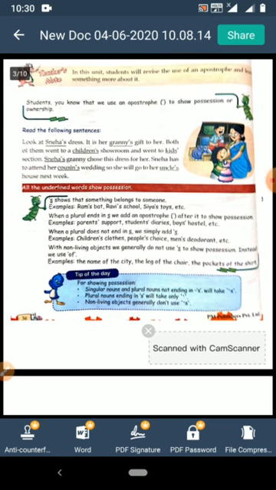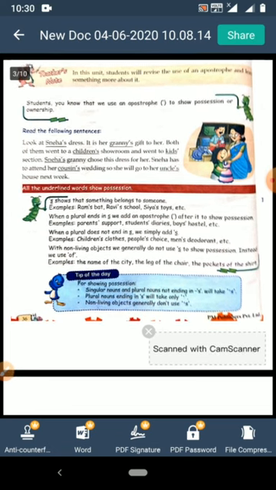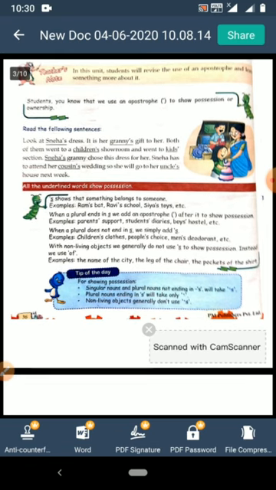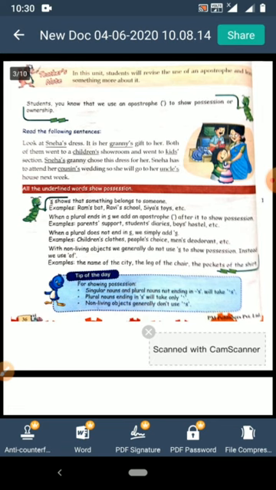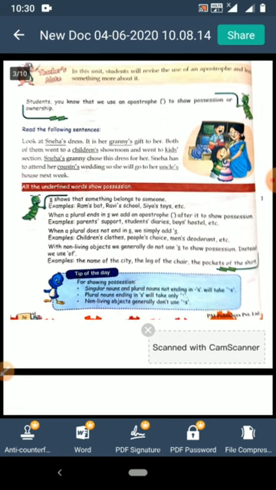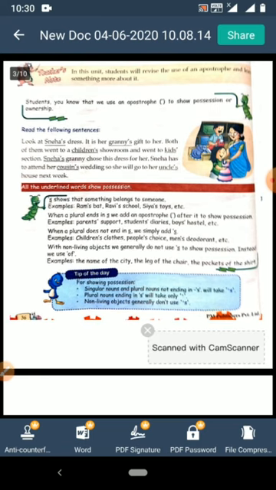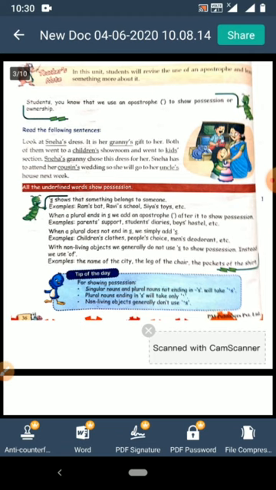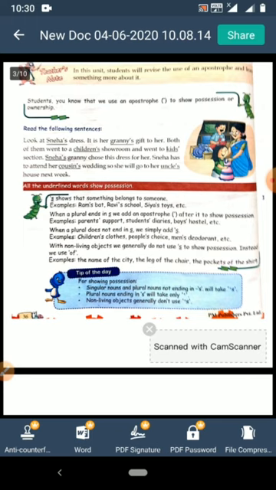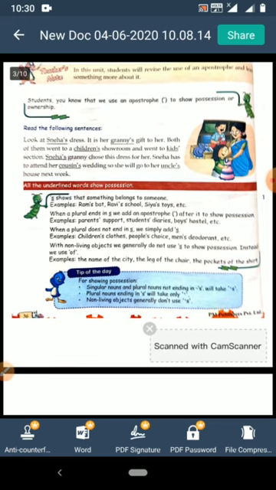For showing possession, we use an apostrophe. Singular nouns and plural nouns not ending in S will take apostrophe S. All those words which do not have an S at the end will take an apostrophe followed by an S. Plural nouns ending in S will take only an apostrophe after the S, and after the apostrophe you don't have to write the S again. Non-living objects generally don't use apostrophe S.